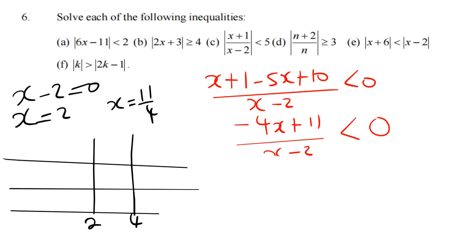Alright, then the equations, we have x minus 2. The other one is negative 4x plus 11. And those ones are dividing, so we're finding the quotient. So we start with the signs.